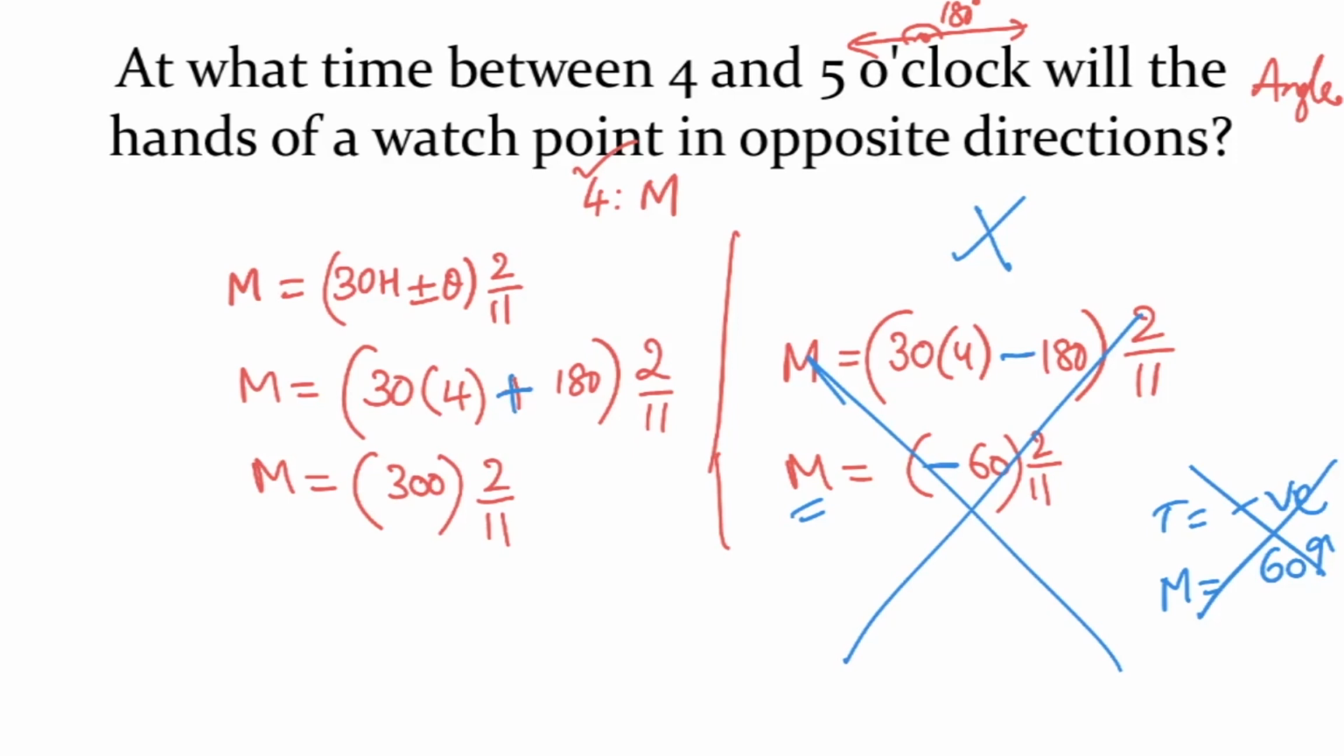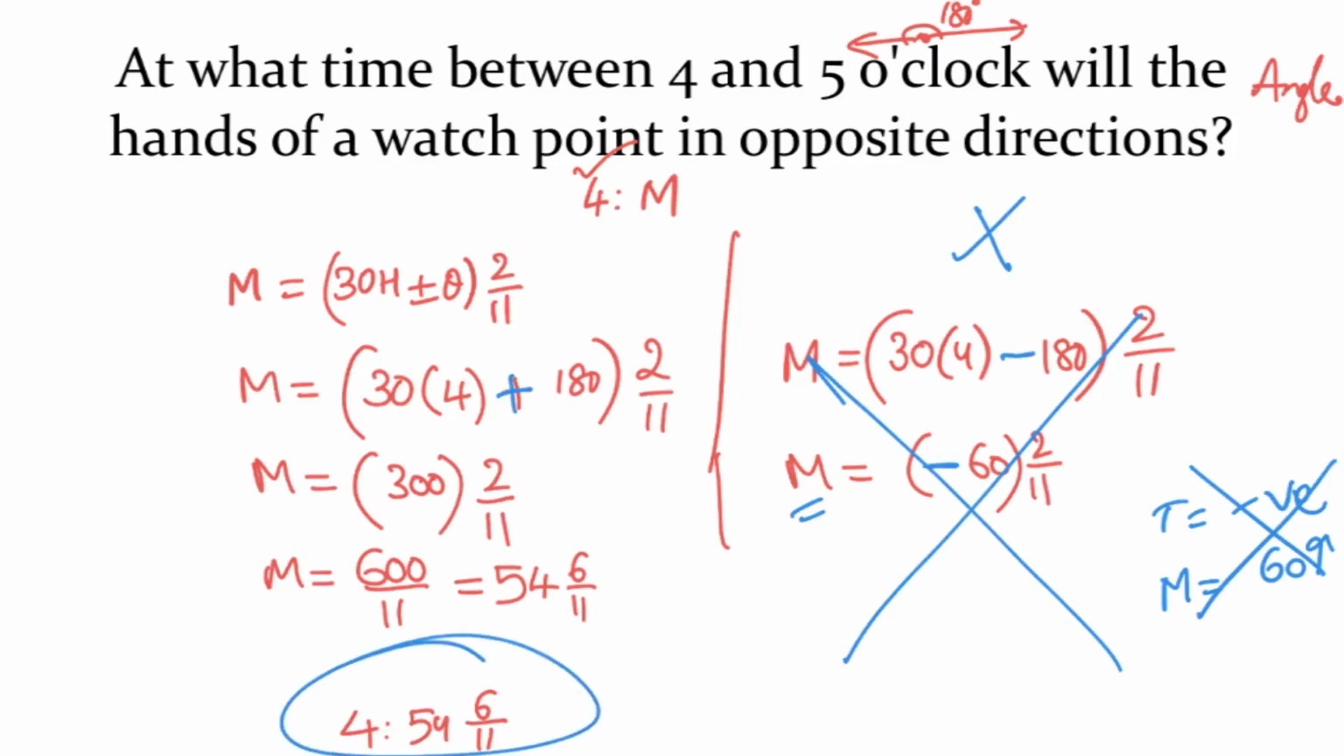Considering the first case, the number of minutes is equal to 600 divided by 11. 11 5 times 55, remainder 50. 11 4 times, 6/11. So at 4 hours 54 6/11 minutes, both the hands of the clock are opposite to each other.